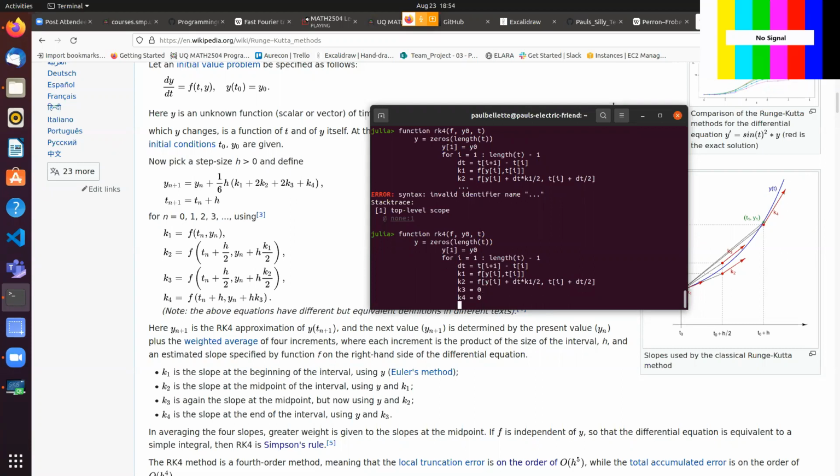And then the final one is going to be something like, we do this weighted average where we go y i plus 1 equals yi plus 1 on 6 times dt times k1 plus 2 times k2 plus 2 times k3 plus k4. Okay, so exercise left for you guys to fill in those ones.